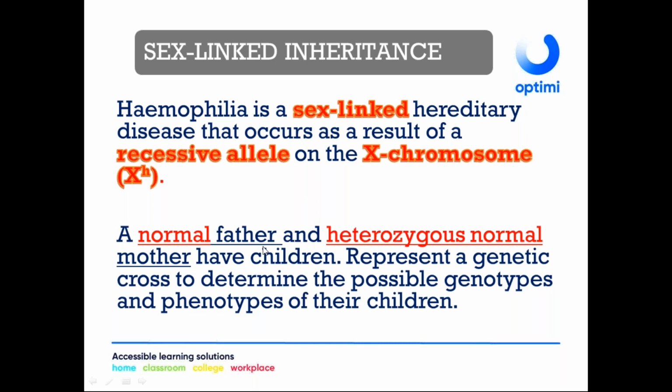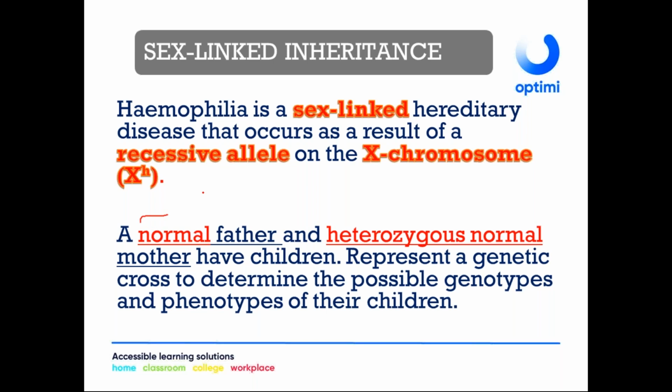A normal father and a heterozygous normal mother have children. Represent a genetic cross to determine the possible genotypes and phenotypes of their children. We have a normal father and a heterozygous normal mother. They have children. Represent a genetic cross to determine the possible genotypes. I'm going to let you do this one, but first, let's look at the characteristics and try to determine the genotype.